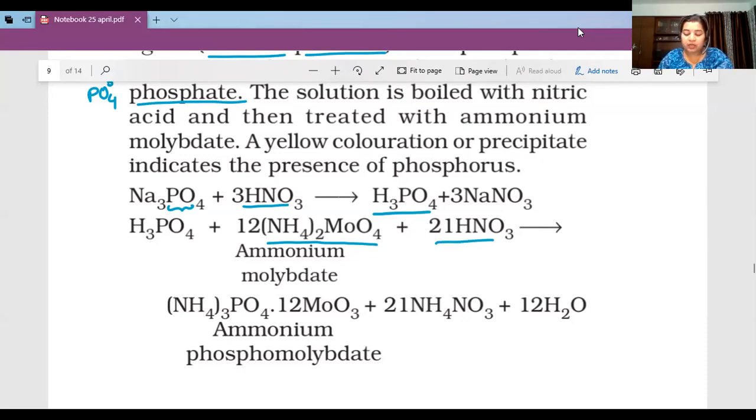And again, we'll wait and shake for some time. We'll stop for some time. What will be the appearance? As the reaction proceeds, you will have a precipitate, (NH4)3PO4·12MoO3. So what will we have? We'll have ammonium phosphomolybdate precipitate.